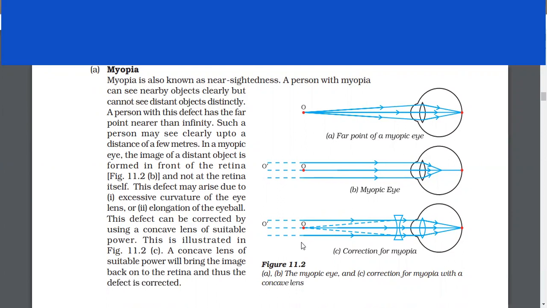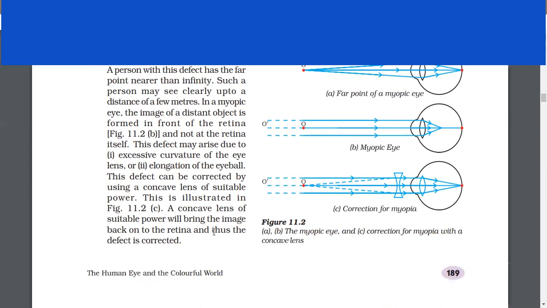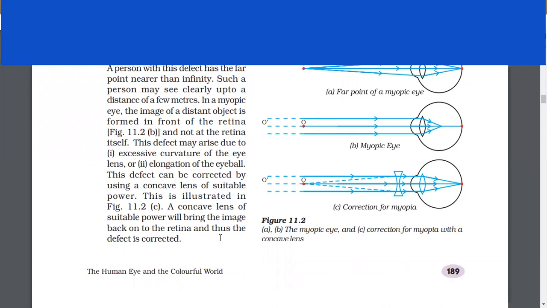In a myopic eye, the image of a distant object is formed in front of the retina and not at the retina itself. This defect may arise due to excessive curvature of the eye lens or elongation of the eyeball. This defect can be corrected by using a concave lens of suitable power. This is illustrated in figure 11.2c. A concave lens of suitable power will bring the image back onto the retina and thus the defect is corrected.